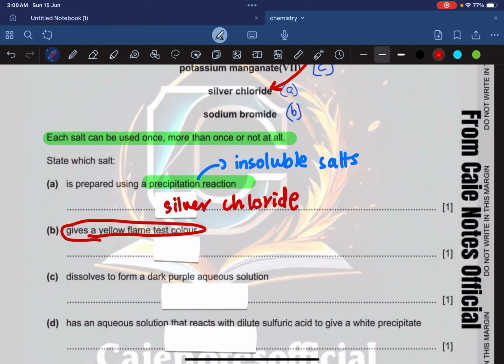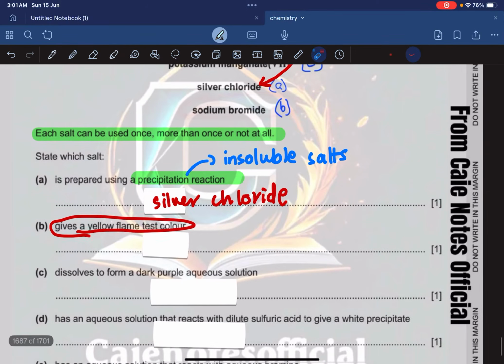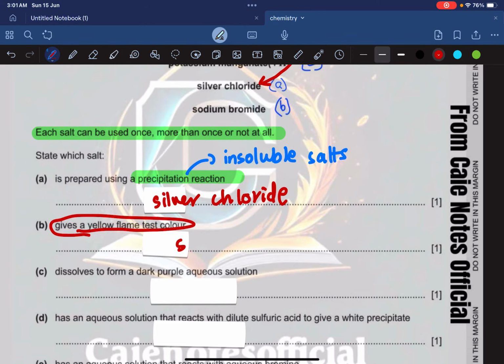Next: gives a yellow flame test color. What is going to give you a yellow flame test color? Obviously, if you've learned the flame colors, that's going to be any salt that contains sodium. Because sodium gives a yellow color, it's going to be for sure sodium bromide.